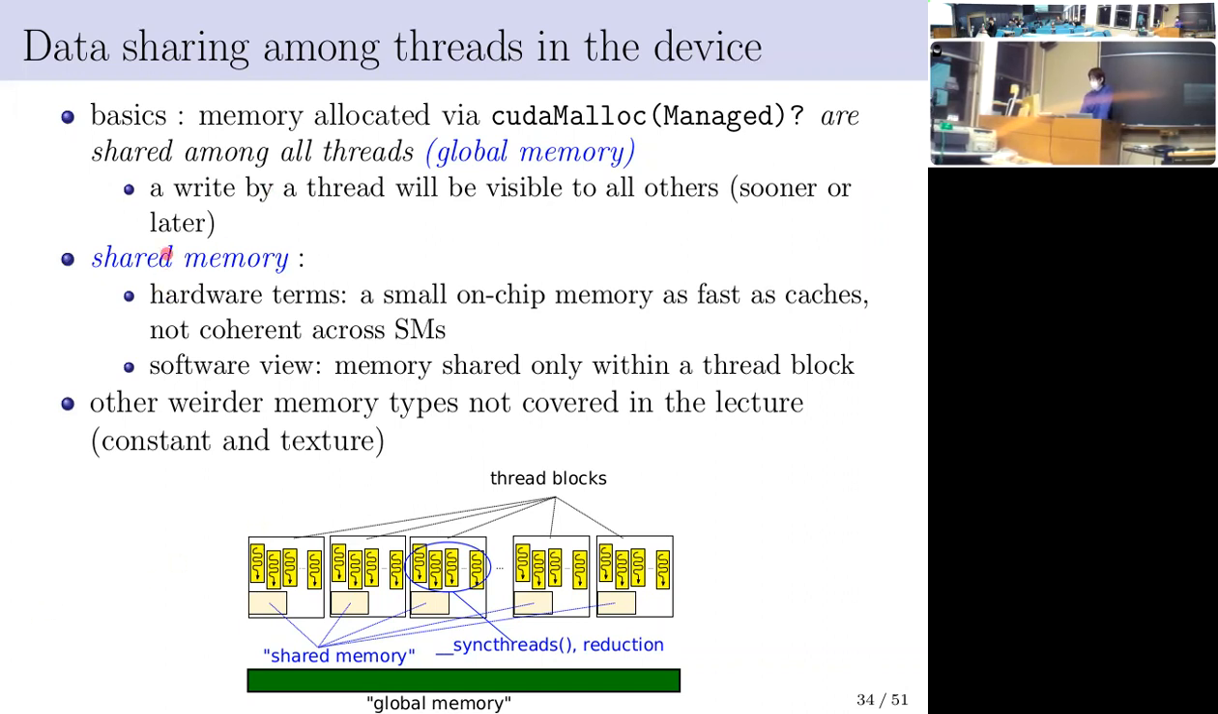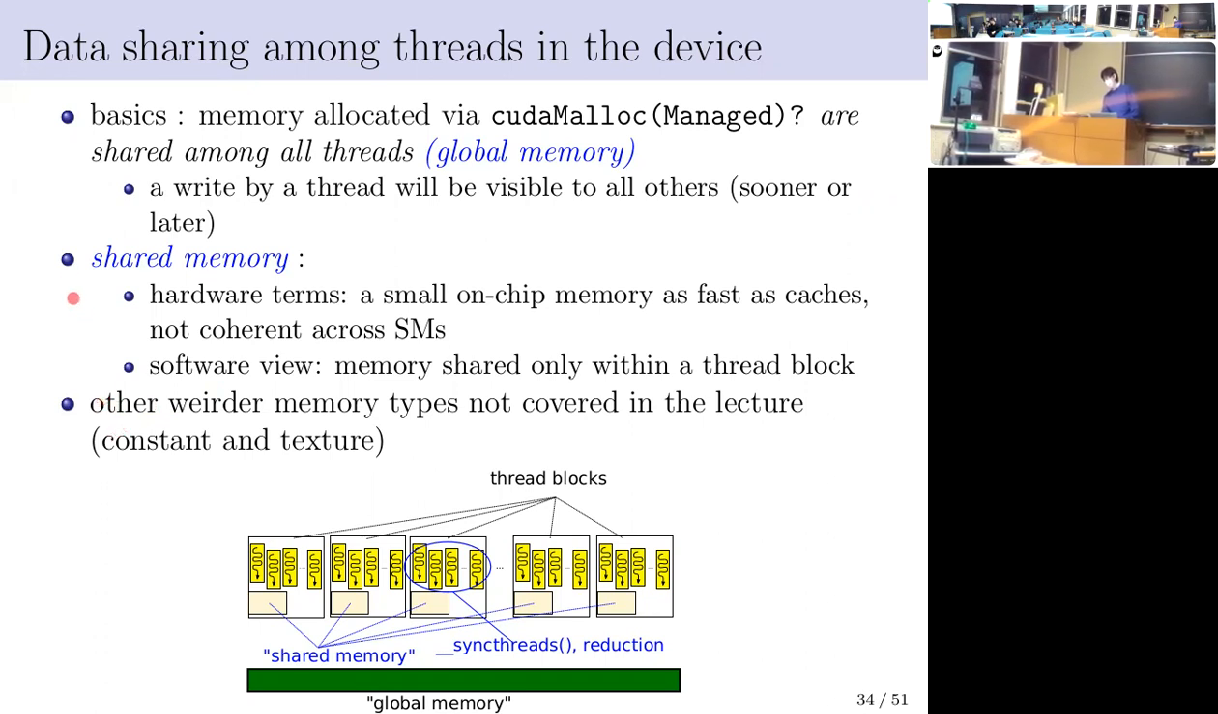So basically, you have to remember only these two things. One is global memory that is shared among everybody. The other is shared memory that is shared only among threads within a single thread block. There are actually some other types of memory if you look into the CUDA programming manual, but I won't get into them. They are not as important as these two things.